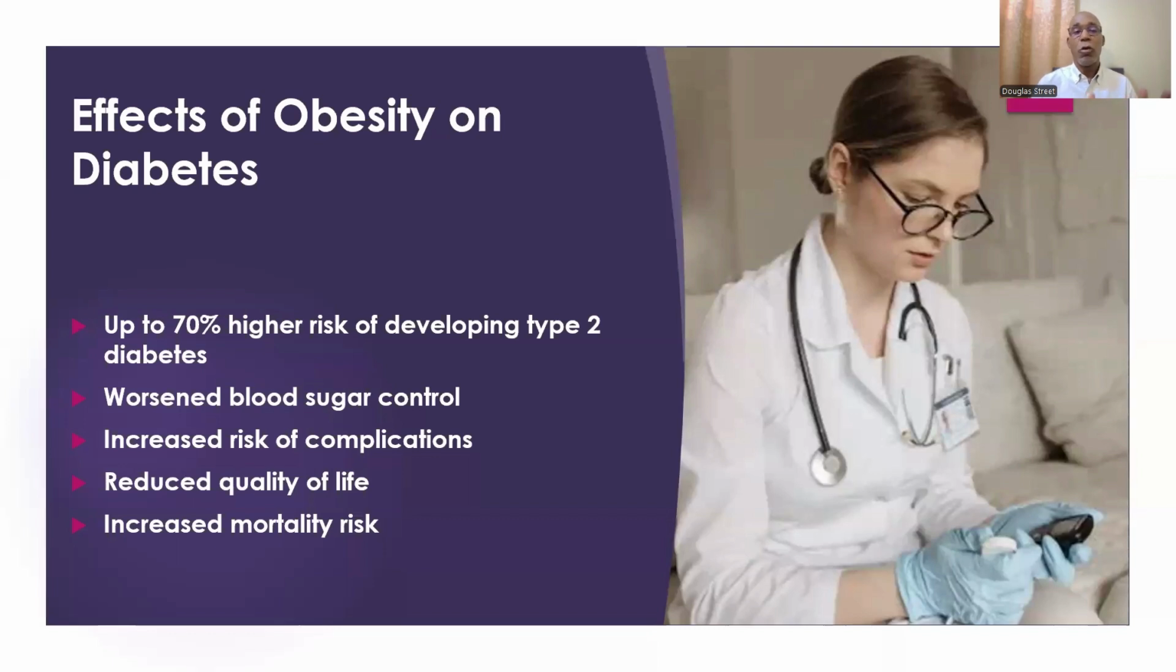What about the effect of obesity on diabetes? Now, first of all, persons who are obese are up to 70% more likely to develop diabetes than those who are not. And for those persons who are diabetic and are obese, they tend to experience worsened blood sugar control. They have an increased risk of complications, which we'll discuss a little later. They have a reduced quality of life, and they have a higher risk of dying.